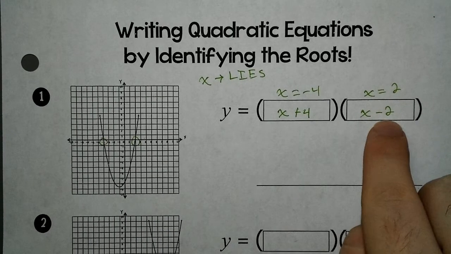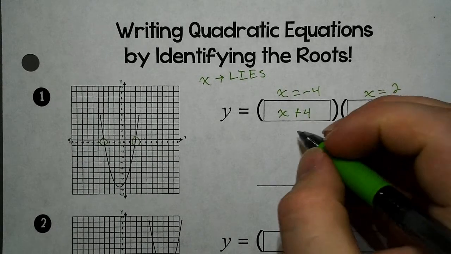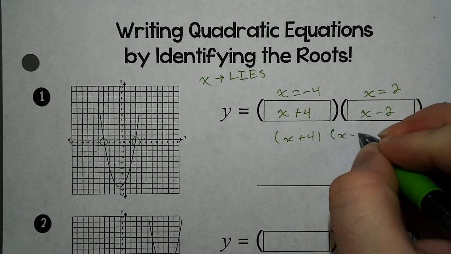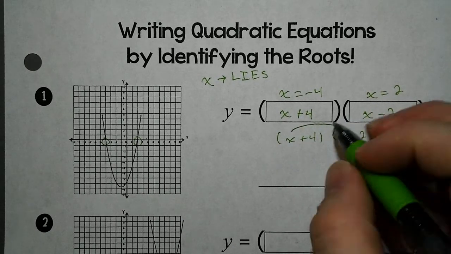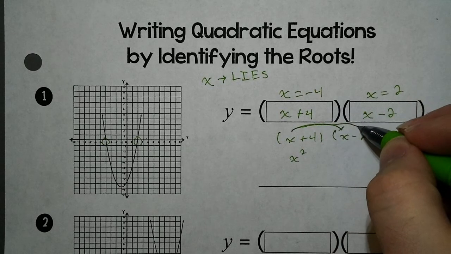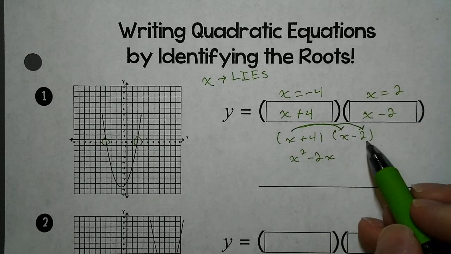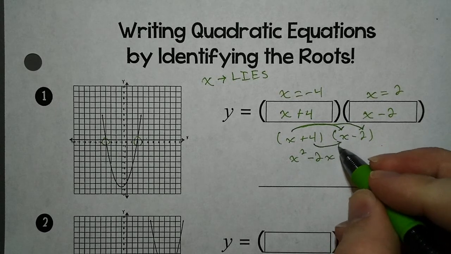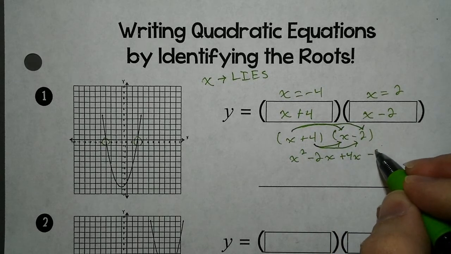Now that we have two factors, we can use FOIL, we can double distribute, we can get our equation. So, let's take x plus 4 and multiply it by x minus 2. Remember, from FOIL, start out with the first term, so x times x, which will give us x squared. Now, take that x, multiply it by your second term, x times negative 2, which would be negative 2x. Now that we've multiplied this by everything over there, we're going to move on to the 4. So, 4 times x is positive 4x, and then 4 times negative 2 is negative 8.